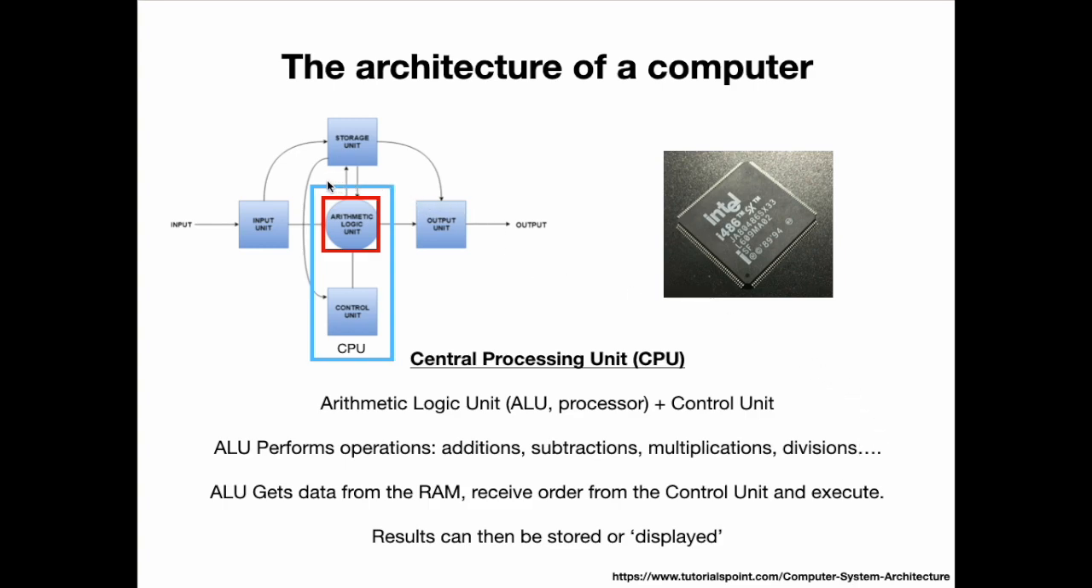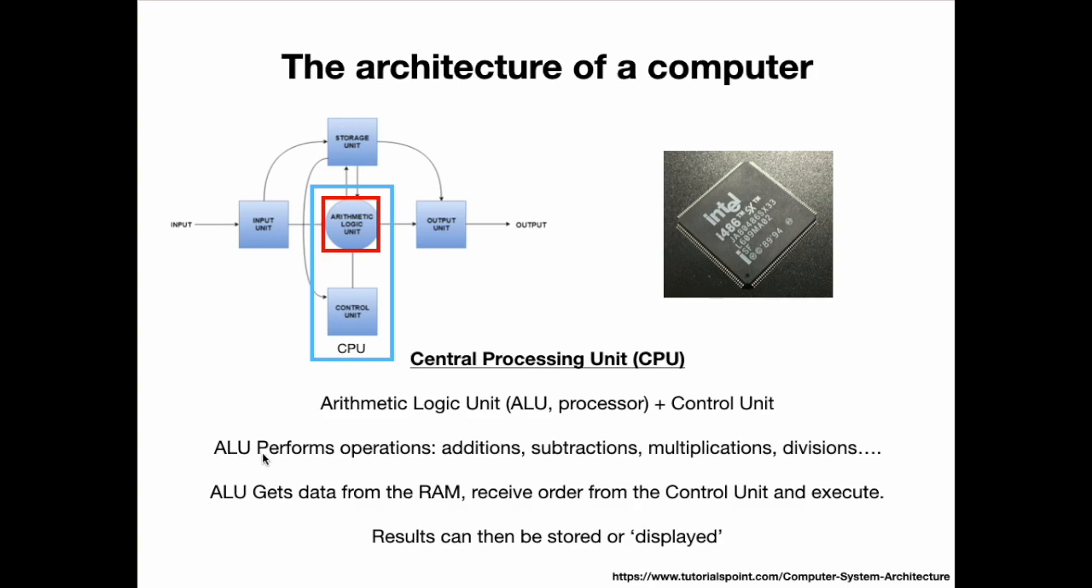At the core of the computer is the central processing unit, CPU. So the CPU contains basically two units. One is the arithmetic logic unit, ALU, plus the control unit. Altogether, this forms the CPU, the central processing unit.